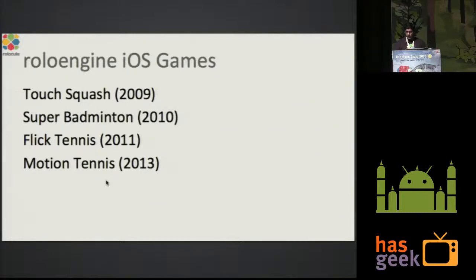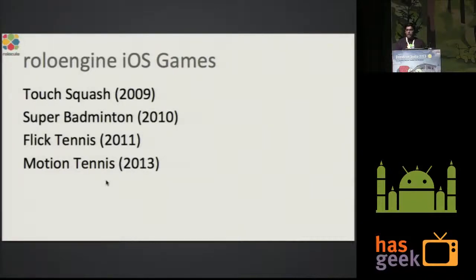So, Roloengine saw its humble beginnings with our first game, Touch Squash, which was released in 2009. It was a simple game which involved, well, as most of you might have seen, squash involves two rackets and a ball. Roloengine saw organic growth, and we slowly added more features. In 2010, we released Super Badminton, which featured 3D models, animations, and a simple AI. It used a virtual control pad.